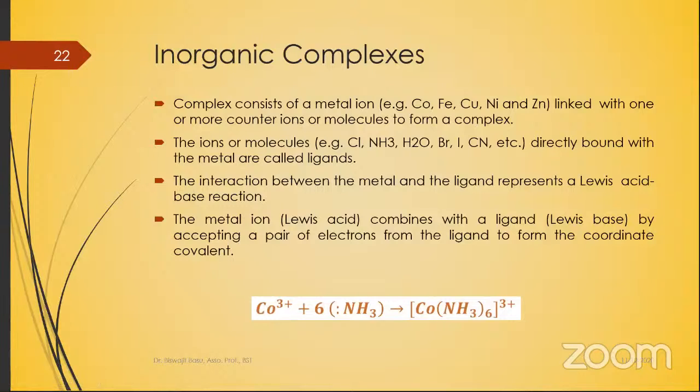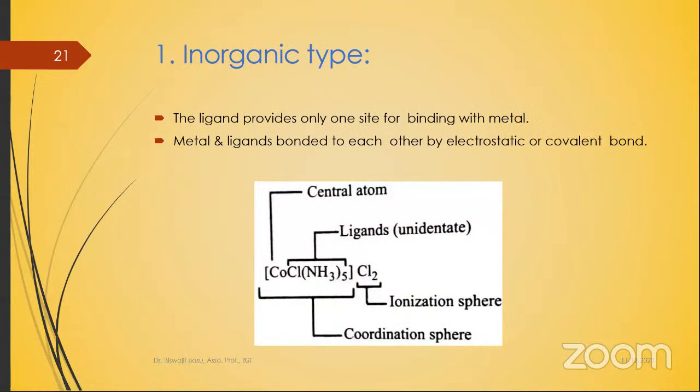Now, the interaction between the central atom, that means the metal, and the ligand can be represented with the help of Lewis acid-base theory. The metal ion, also known as the Lewis acid, combines with a ligand, that means the Lewis base, by accepting a pair of electrons from the ligand to form a coordinate covalent bond. Now here is the example I have given, [Co(Cl)(NH3)5]Cl2. With the help of this example, we can describe the inorganic complex.